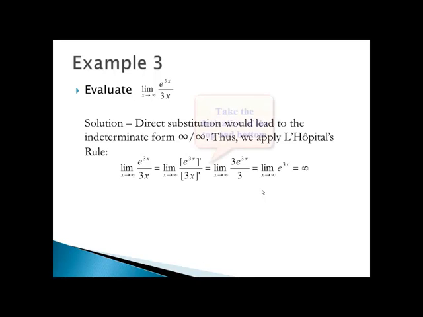L'Hopital's rule says to evaluate the limit, I can do so by looking at the derivative of the top and the bottom. The derivative of e to the 3x is 3 e to the 3x, and the derivative of 3x is 3. Now I look to evaluate the limit as x approaches infinity of e to the 3x. Well, as x gets larger and larger, so does e to the 3x. Therefore, the limit as x approaches infinity of e to the 3x divided by 3x is infinity.